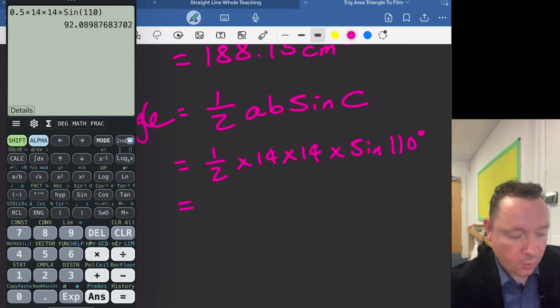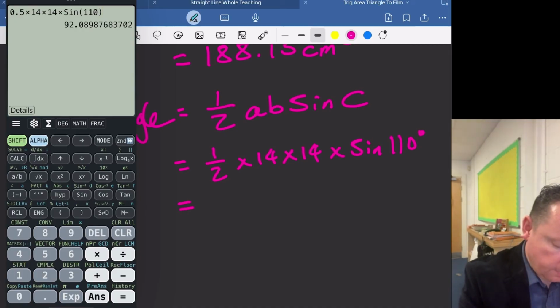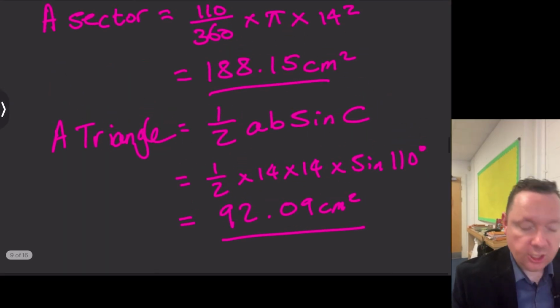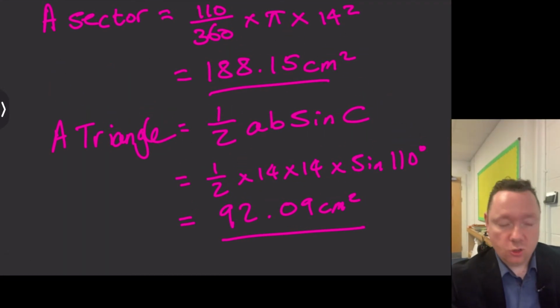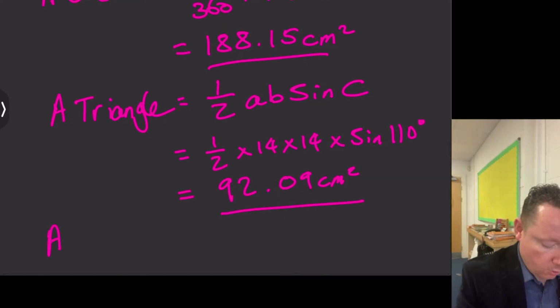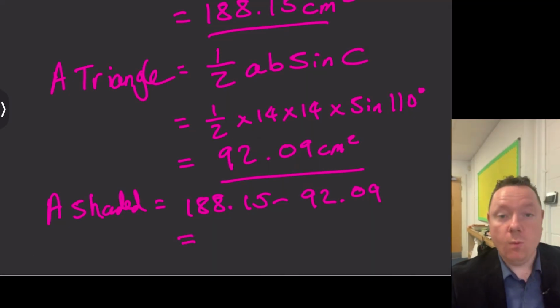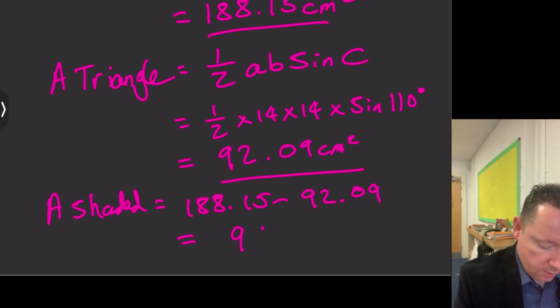That gives me 92.089 or 92.09. There's our two answers. So the area of our shaded region is just the difference between those two answers. So area of shaded, I just write equals 188.15 minus 92.09. I just get my calculator and work that one out, and you get 96.06 centimeters squared.